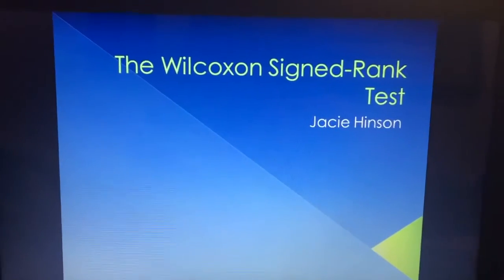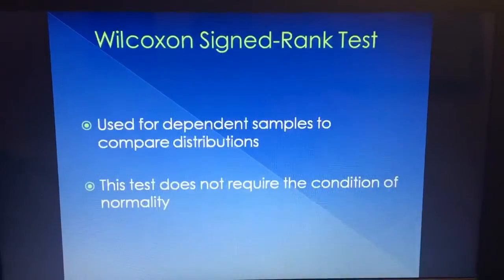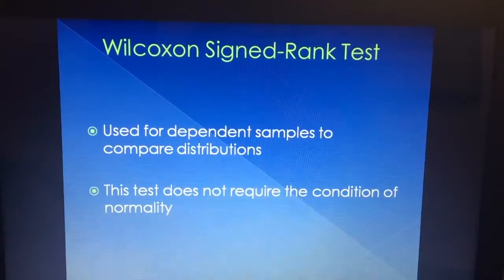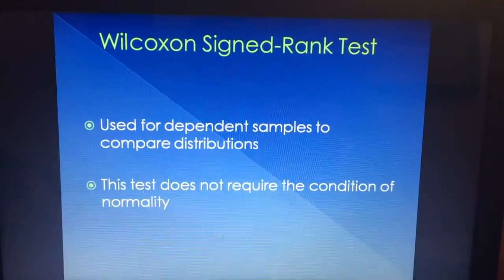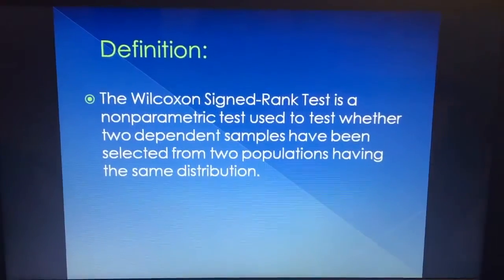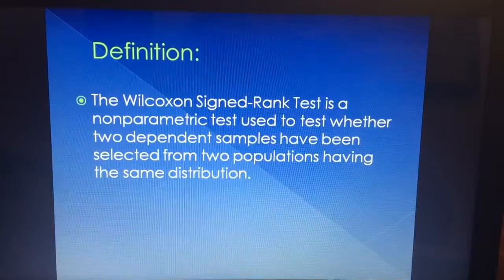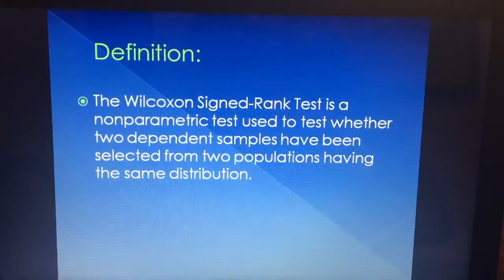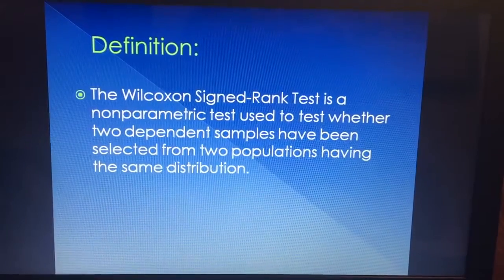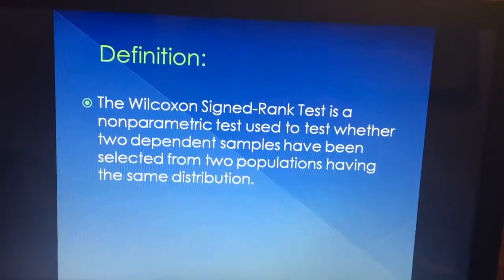My name is JC Henson, and I'm going to tell you about the Wilcoxon signed rank test. The Wilcoxon signed rank test is used for dependent samples to compare distributions. This test does not require the condition of normality. The textbook definition is: the Wilcoxon signed rank test is a non-parametric test used to test whether two dependent samples have been selected from two populations having the same distribution.